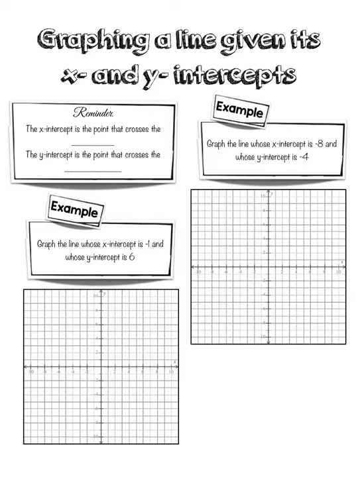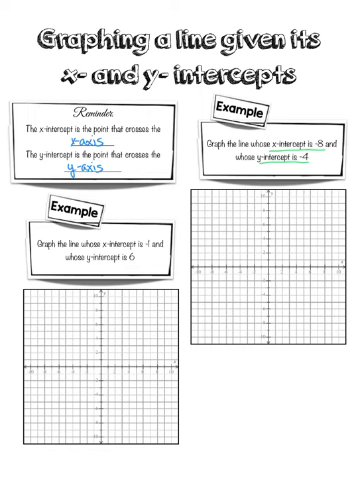Now we're going to graph a line given the x and y intercepts, okay? The x-intercept is the point that crosses the x-axis, and the y-intercept is the point that crosses the y-axis. I'm going to pretend you all said that. All right, let's do the example on the right. Graph the line whose x-intercept is negative 8, y-intercept is negative 4.